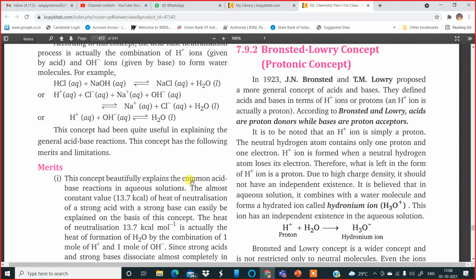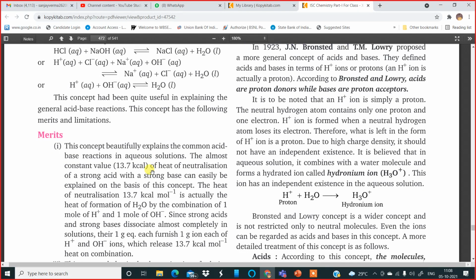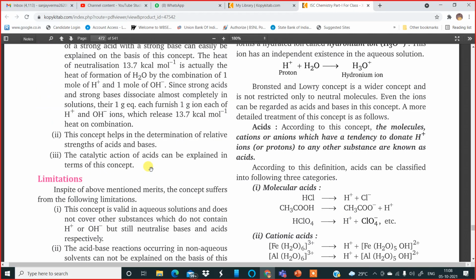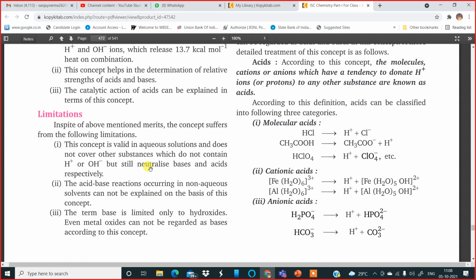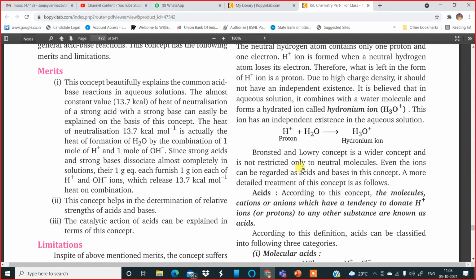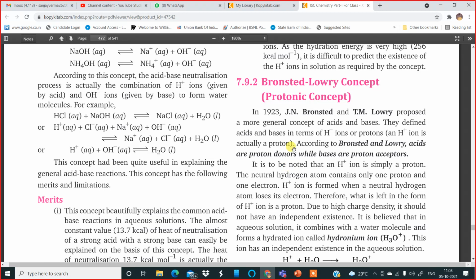But remember that this Arrhenius concept has merits, and at the same time there are limitations and demerits too. It cannot explain so many things. That is why we were forced to go through the Bronsted-Lowry concept, better known as the protonic concept. Bronsted and Lowry proposed a more general concept of acids and bases.